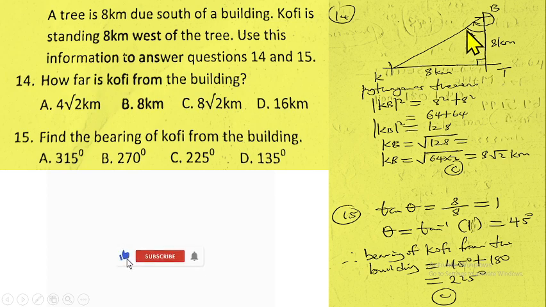Then the question is, how can we find the angle from here to here? So that's what we label theta here. So you can use trigonometric ratio to find this angle theta. Whatever we now get, we can add it to 180 to give us the bearing. So we can use tan. Tan is opposite over adjacent, which should be 8 over 8 equals 1. So to find theta, tan theta equals 1, so theta equals tan inverse of 1. That will give us 45 degrees. So therefore, the bearing of Kofi from the building will be 45, which is this angle you get here, plus this total angle from here to here, which is 180 degrees. And that will give us 225 degrees. So option C is the correct option for question number 15.